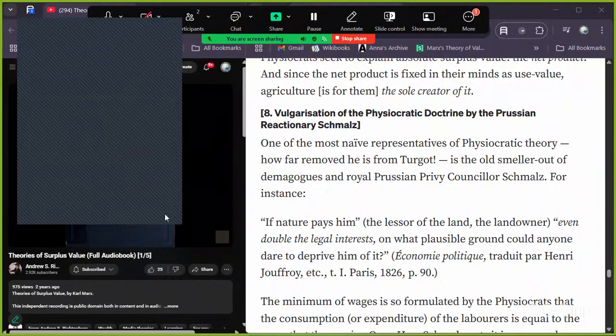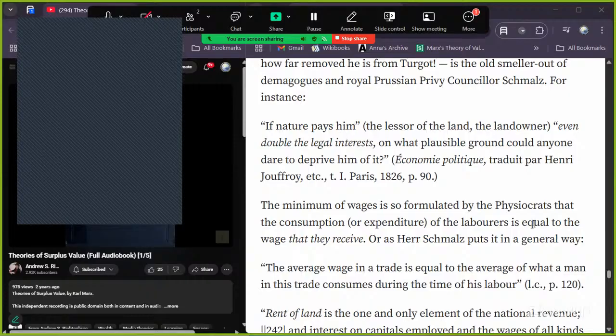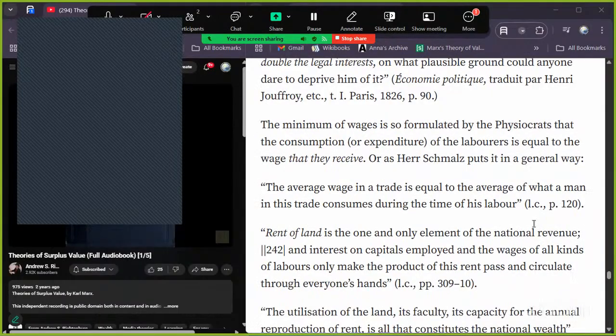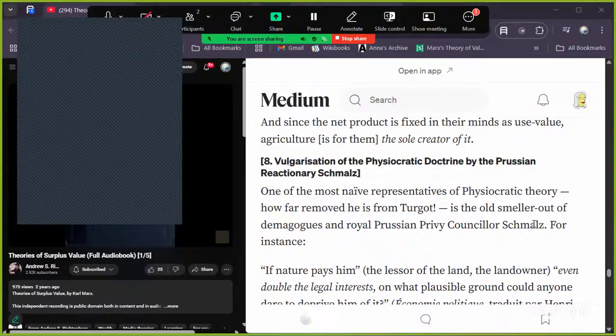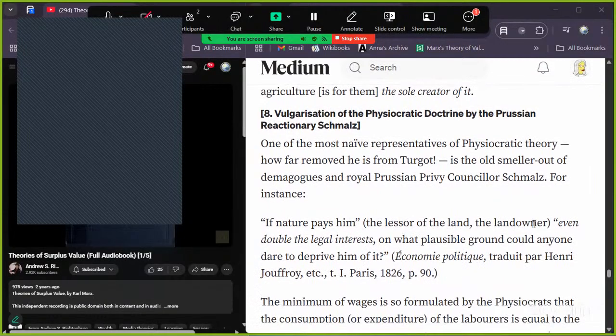Section 8. Vulgarization of the physiocratic doctrine by the Prussian reactionary Schmalz. One of the most naive representatives of the physiocratic theory, how far removed he is from Turgot, is the old smeller-out of demagogues and royal Russian privy councillor Schmalz. For instance, quote, if nature pays him, that is the lessor of land, the landowner, even double the legal interests, on what plausible ground could anyone dare to deprive him of it?